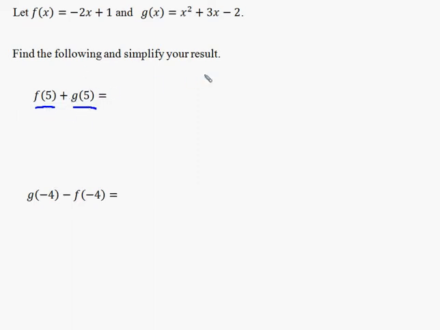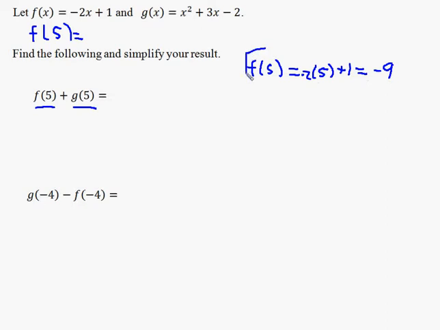So I'm going to start by finding f of 5. F of 5, if you line the question up with the given information, makes it more clear that what's happening is we're supposed to replace x with 5. So what I need to do is to do that for every x in the equation. So instead of negative 2 times x, I'll have negative 2 times 5, and then the function adds 1. If you simplify this correctly, negative 2 times 5 is negative 10. Add 1, you'd get negative 9.